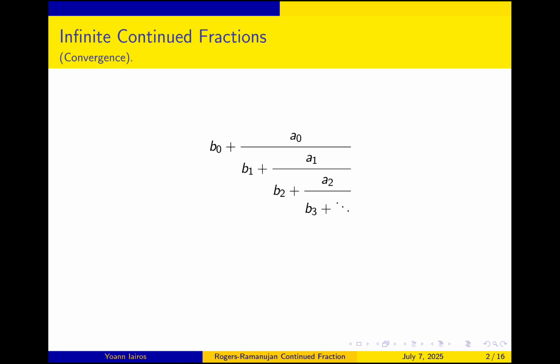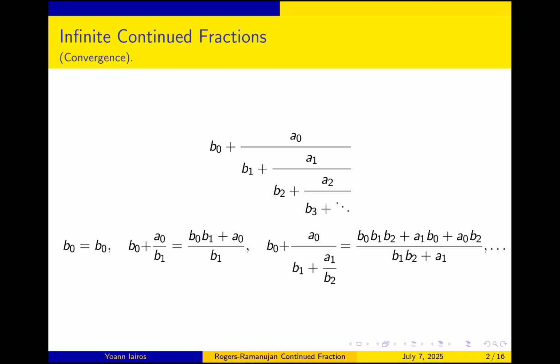So just like we can have infinite series as well as finite sums, we can have infinite continued fractions as well as continued fractions or normal fractions. We want to know when an expression of this type converges, and what it means for an infinite continued fraction to converge is that the sequence of truncated continued fractions converges to a well-defined limit.